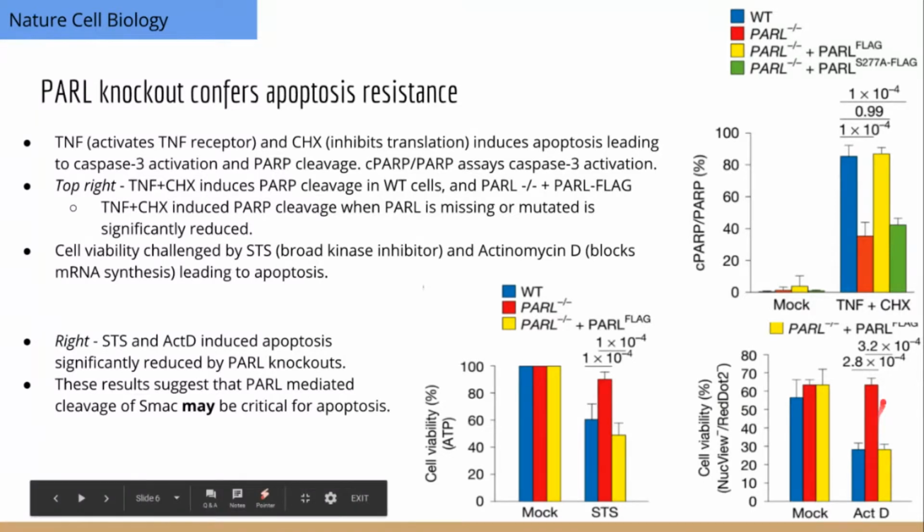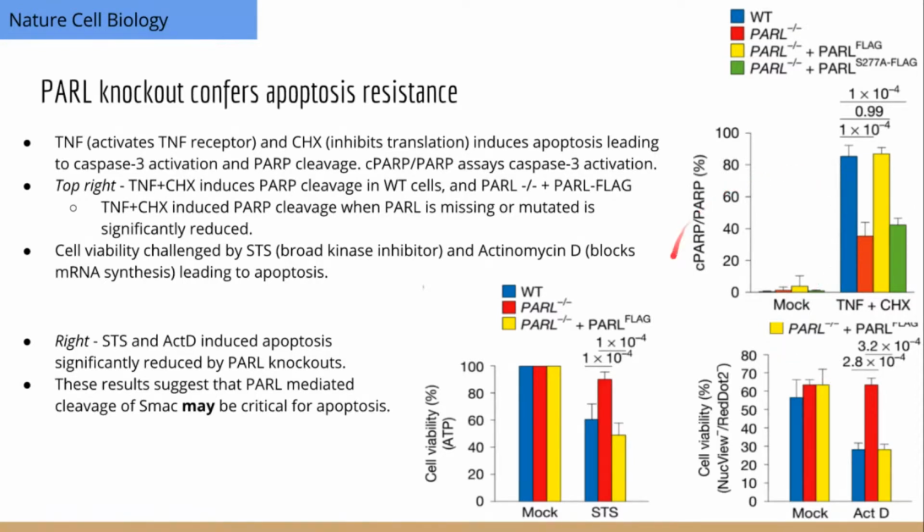And again, we see the same pattern over here. When cells are challenged with actinomycin D, the PARL that is flagged, or the wild type PARL, if it's present, then the cells lose cell viability. When PARL is knocked out, in red, we see increased cell viability. And so both results are suggesting that PARL-mediated cleavage of something is promoting apoptosis.